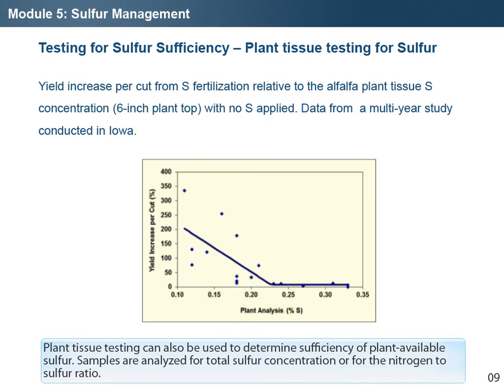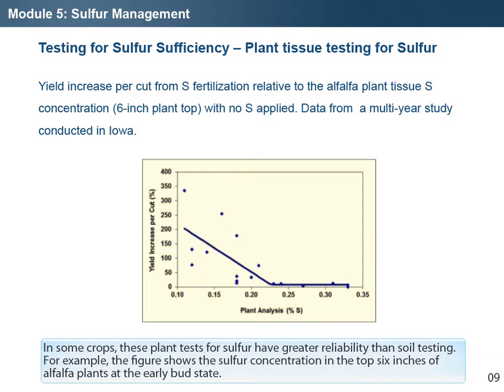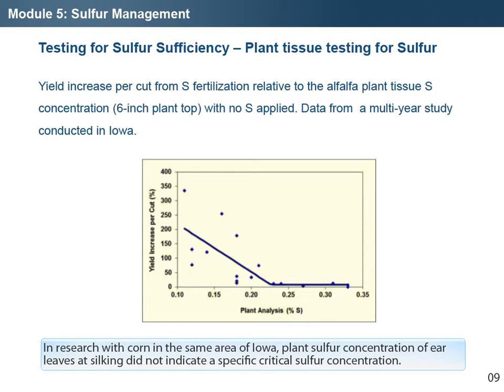Plant tissue testing can also be used to determine sufficiency of plant-available sulfur. Samples are analyzed for total sulfur concentration or for the nitrogen to sulfur ratio. In some crops, these plant tests for sulfur have greater reliability than soil testing. For example, the figure shows the sulfur concentration in the top 6 inches of alfalfa plants at the early bud state. In research with corn in the same area of Iowa, plant sulfur concentration of ear leaves at silking did not indicate a specific critical sulfur concentration.